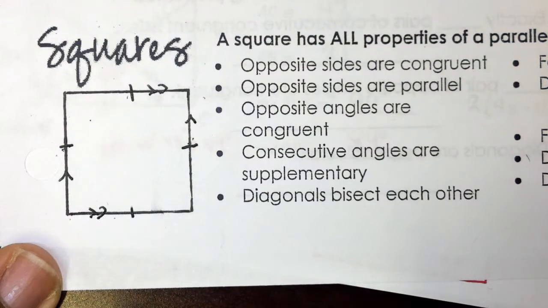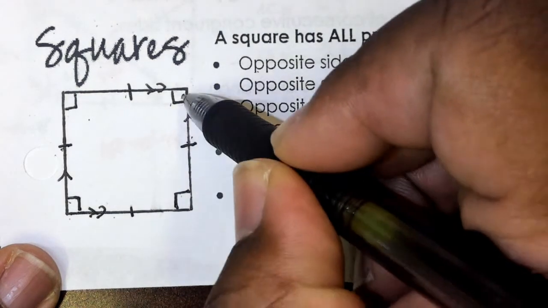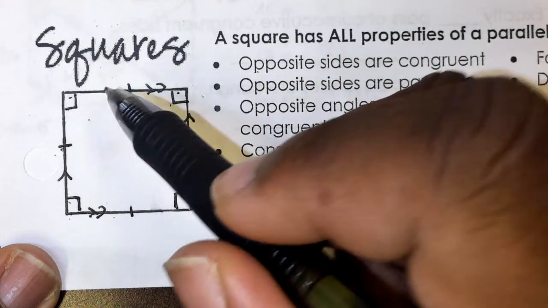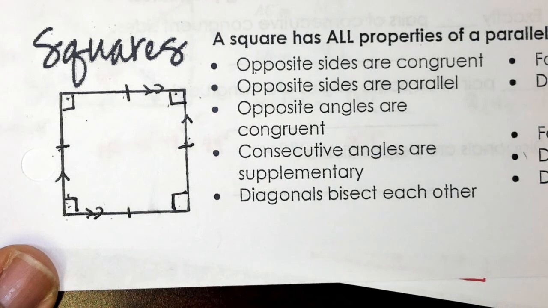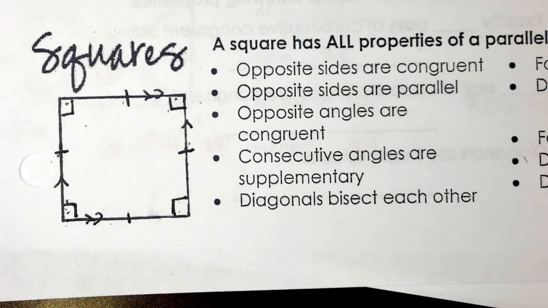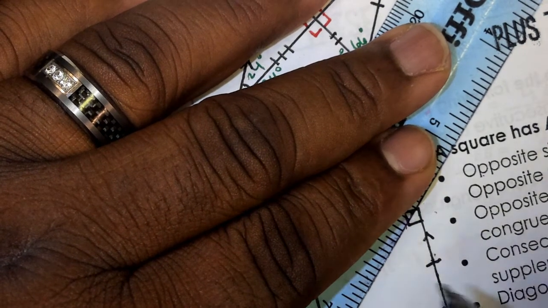You should also know the opposite angles are congruent. All the angles in the square are 90 degrees all the way around. And then consecutive angles are supplementary, which is true. 90 plus 90 is 180, this way, this way, and this way. Consecutive angles are supplementary. Then it says the diagonals bisect each other, which they do. My diagonals that I put in are going to cut each other in half.